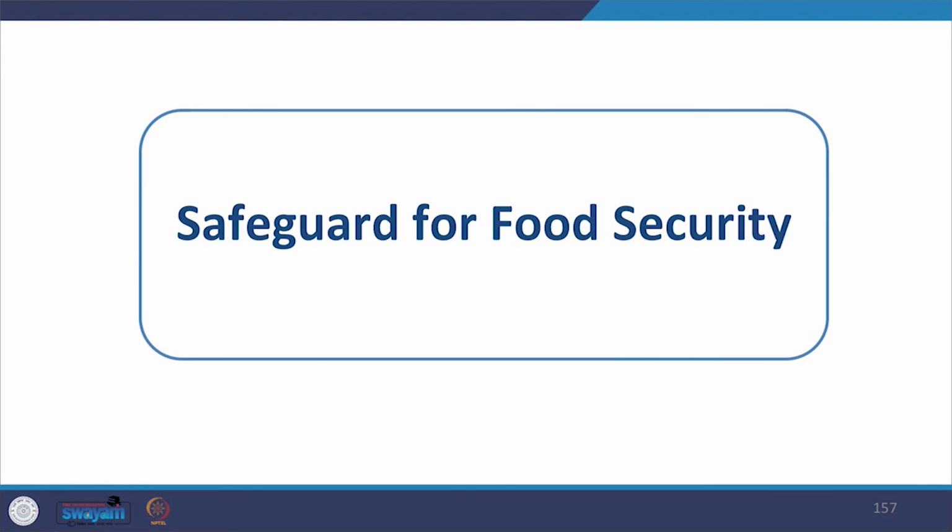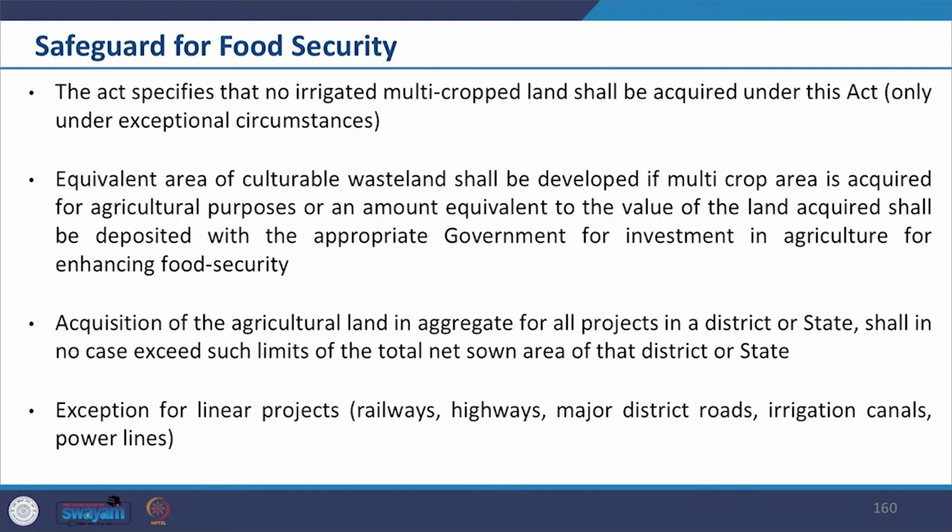Moving on, we further see that one of the key features of the Act is that it provides safeguard for food security. In order to ensure safeguard for food security, the Act specifies that no irrigated multi-cropped land shall be acquired under this Act. Such land may be acquired subject to the condition that it is being done under exceptional circumstances as a demonstrable last resort. So, we may see that it lays down several criteria under which food security has to be ensured. The Act states that whenever multi-crop irrigated land is acquired, alternatives have to be given.